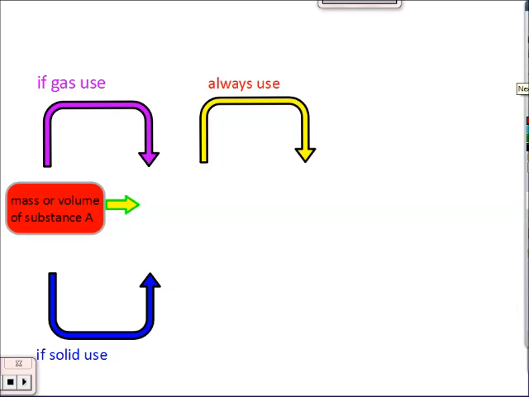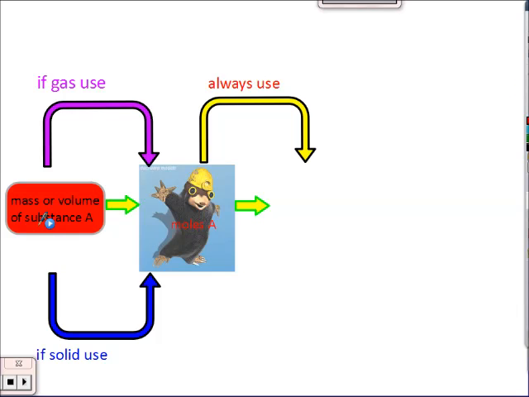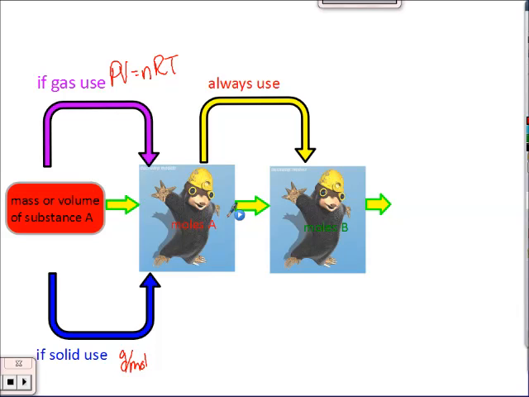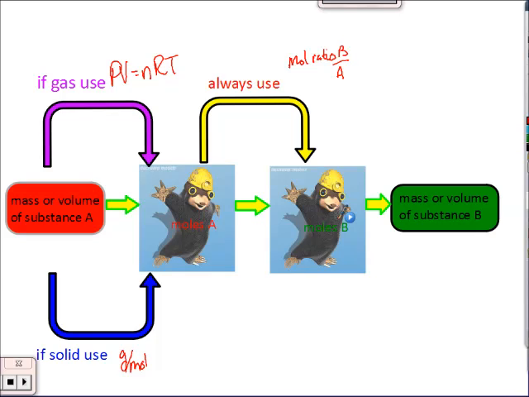So again, looking at our cute little pictures, if I have mass of a substance and I want to go to moles of A, I'm going to use PV equals nRT for a gas. If it's a solid, I'm going to use the molar mass in grams per mole. Once I have moles of A, I go to moles of B. Always use the mole ratio of B over A from the balanced reaction. And once I have moles of B, I can go to volume or to mass.